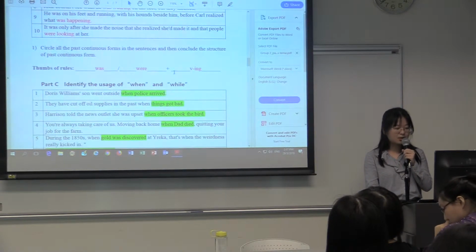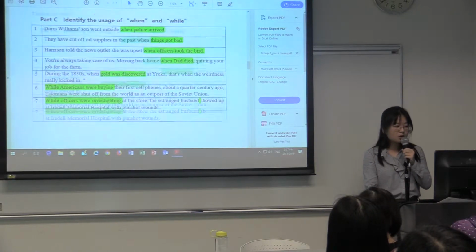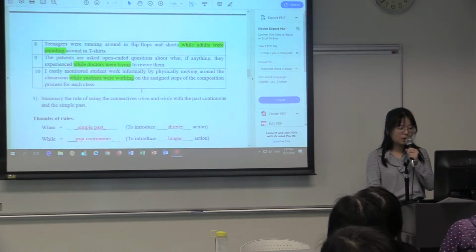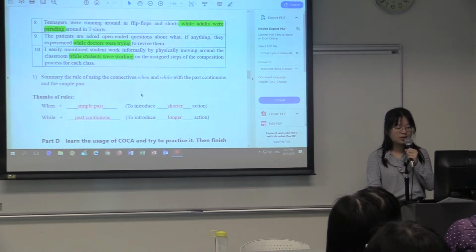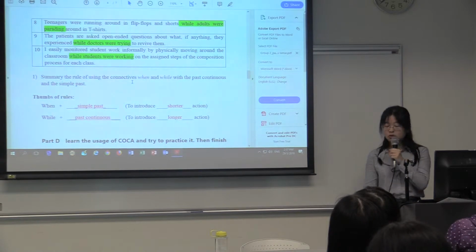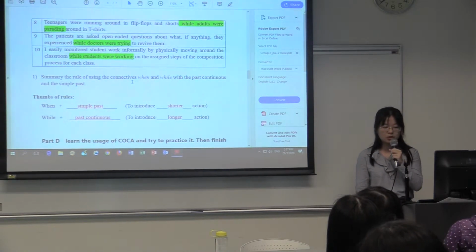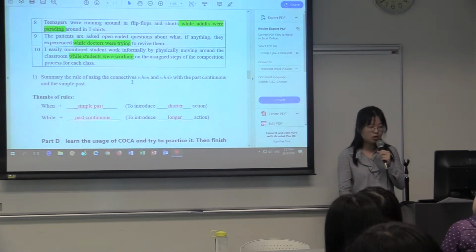Part C is to identify the usage of when and while. Through this part, students can summarize the rules like that. When is followed with a simple past tense to introduce a shorter action. While is followed with the past continuous tense to introduce a longer action.